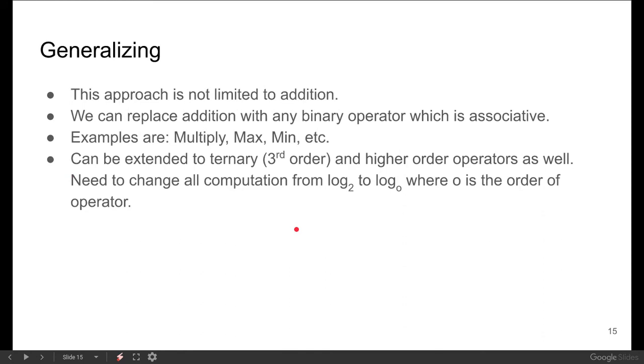So let's generalize this to more operators. This approach is not limited to additions. Actually, this can be replaced by any binary operator which is associative, and examples include multiply, max and min, etc. Also, we don't have to restrict ourselves to binary operators. We can go up to ternary operators and even higher order operators. However, the only thing we need to keep in mind is that the computations regarding the buffer complexity as well as the latency complexity will have to be changed from log base 2 to log base O, where O is the order of the operator.